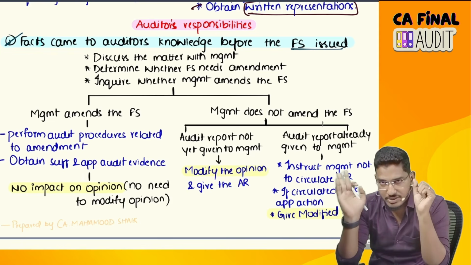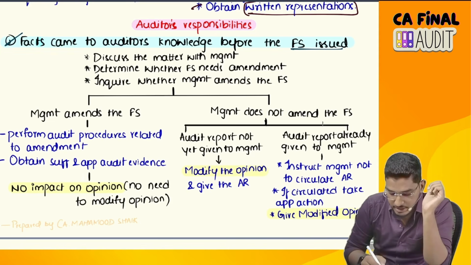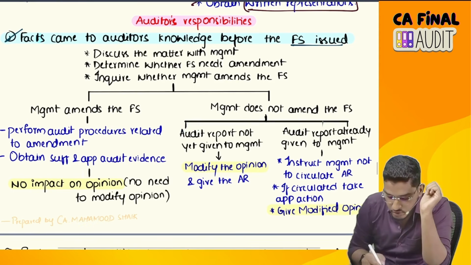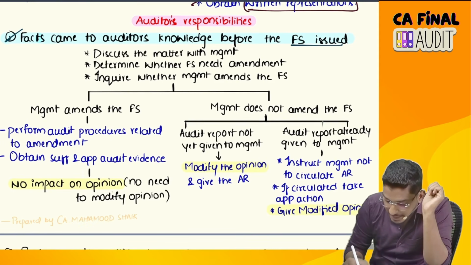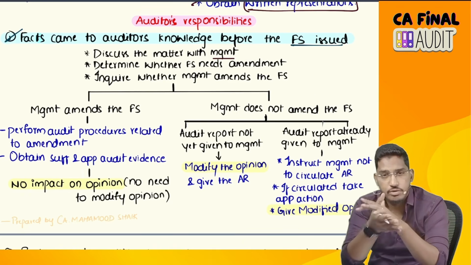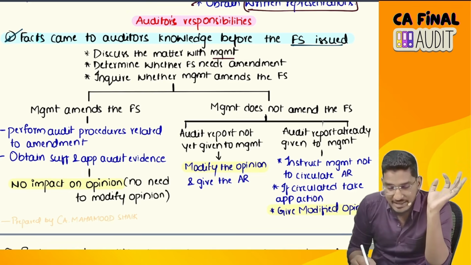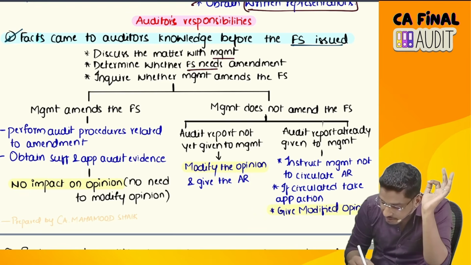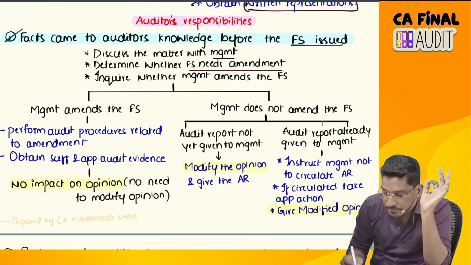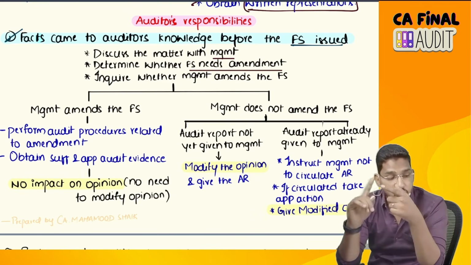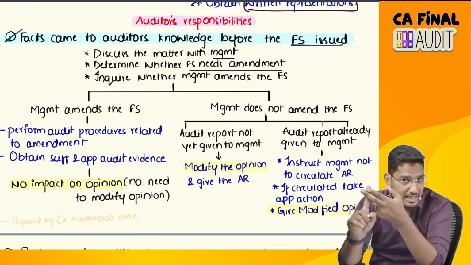If you got to know about a subsequent event before the financial statements are issued, the first thing that should happen is you should go and discuss that matter with management. You have to go to the management and say, sir, I got to know about the subsequent event. What are your views on it? Then, as a part of the discussion, determine whether the financial statements need amendment. Why? Because that subsequent event could be an adjusting event or could not be an adjusting event.